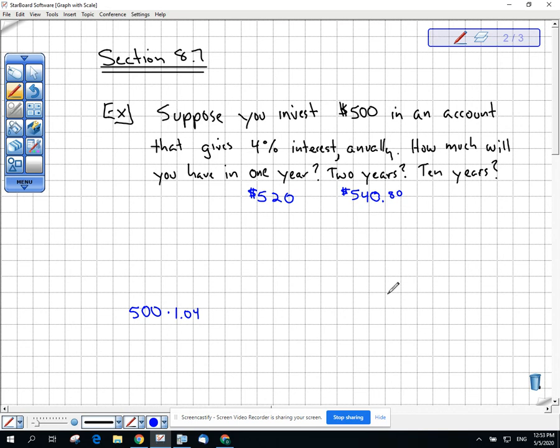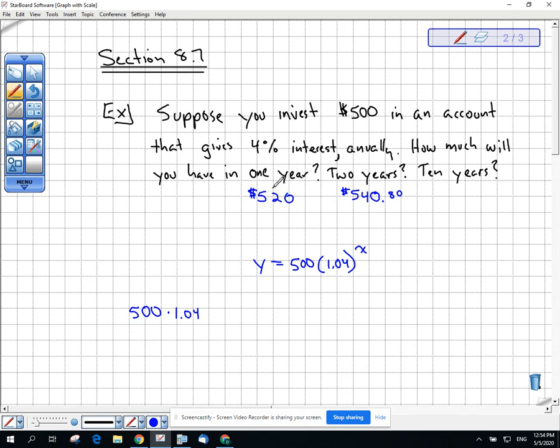This is exponential growth, okay? Now, is that the only way to calculate it? No, a better way to do this, especially when we start to ask more questions like 10 years, etc., would be to do this: 500 times 1.04 to the x, where x is equal to the number of years, okay?